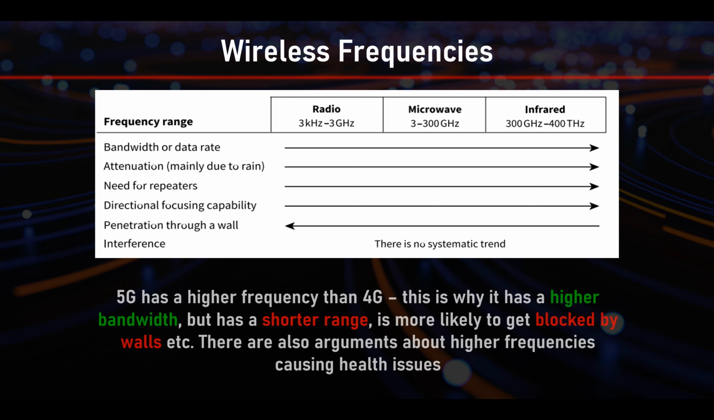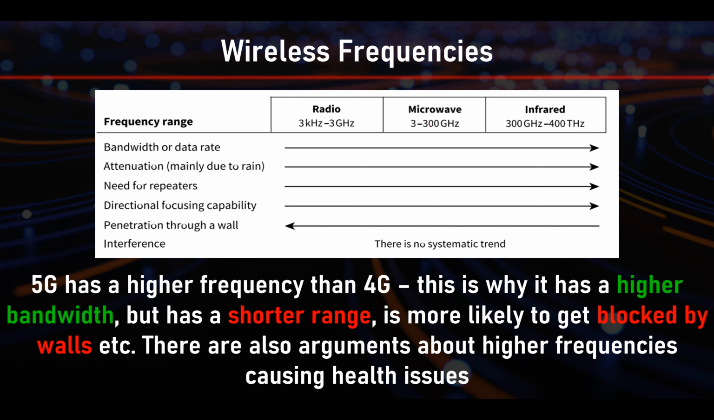Right, so if we just look at the relationship, starting with low frequency radio waves and going up to high frequency infrared. As we increase the frequency, the bandwidth is going to increase. This makes sense because, as we said before, if we have a higher frequency, we just have more peaks and troughs closer together, therefore we're sending more data.